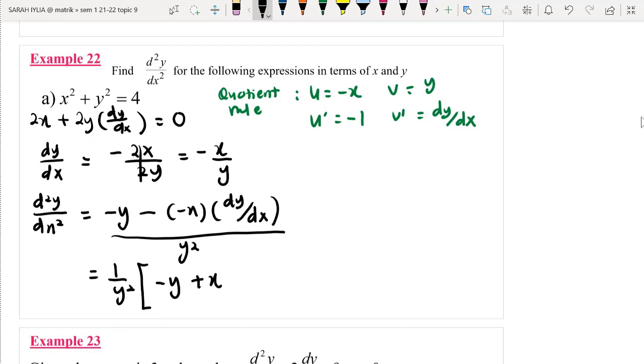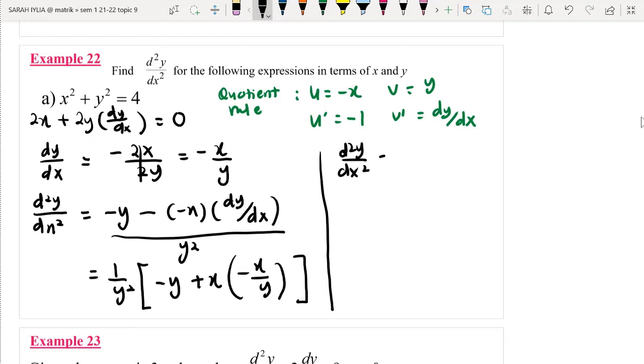Because our question asks for it in terms of x and y. So, dy dx ni apa tadi? Negative x over y. So, saya tukarlah jadi negative x over y. Tak cantik lagi. Kita try to simplify lagi seboleh mungkin. So, second derivative now would be 1 over y squared. Yang kat dalam tu, square bracket tu saya ikut denominator. So, kita akan dapat negative y squared minus x squared over y.